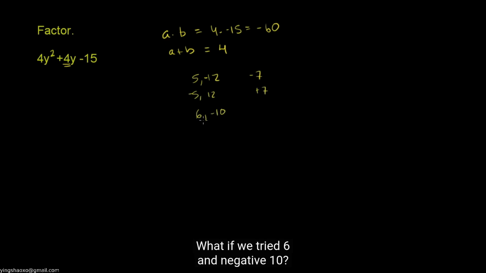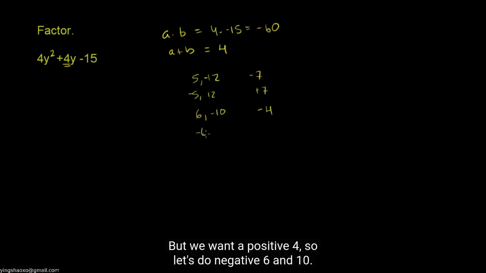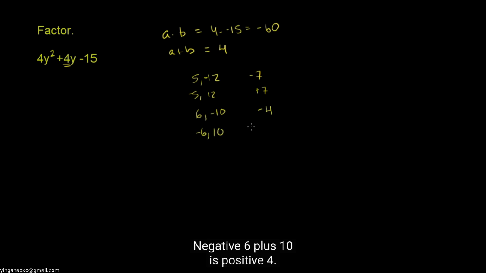6 and negative 10? Then you get a negative 4 if you added these two. We want a positive 4, so let's do negative 6 and 10. Negative 6 plus 10 is positive 4. So those will be our two numbers, negative 6 and positive 10.